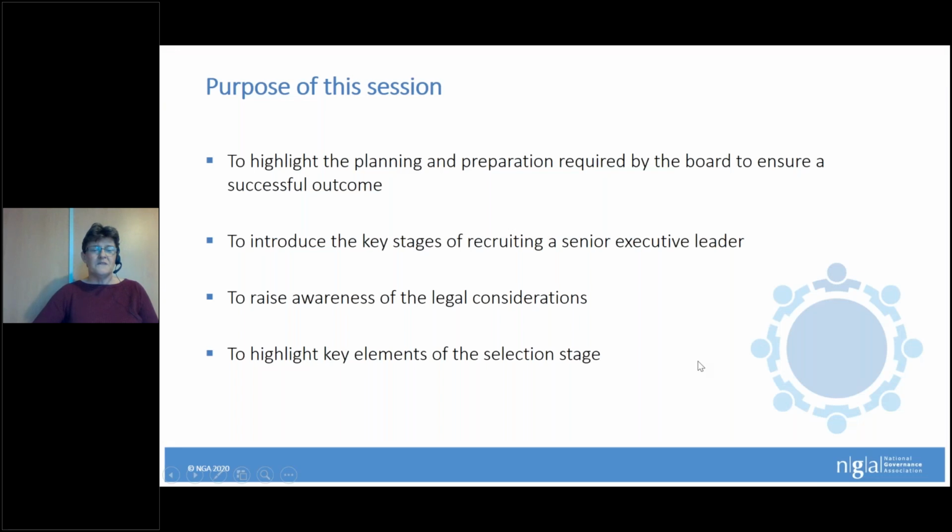So, the purpose of the session and what we're going to cover in the next 30 minutes. Very much highlight the need for planning and preparation required by the board. It's so integral that as a board we get that process right. We'll look at the key stages of recruiting a senior executive leader and what's involved in that. Draw your attention to the legal considerations that boards must be mindful of when they're recruiting a senior executive leader. And finally, delve down into the key elements of the selection stage process and what to be mindful of.